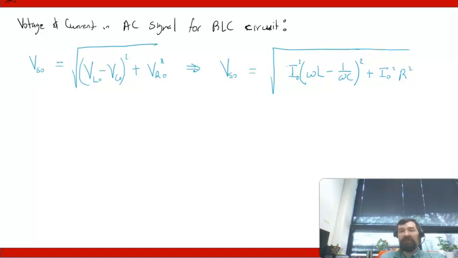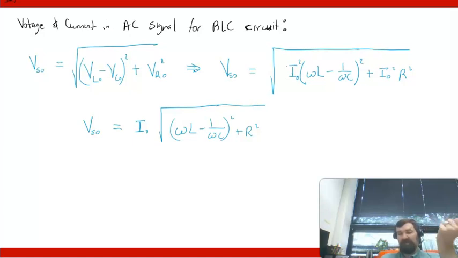And so I can easily pull the peak current out. And so my source voltage is now equal to I naught times the square root of omega L minus 1 over omega C quantity squared plus R squared. So I've pulled out an I naught squared from everything, and since it's square rooted, it's like pulling out an I naught. Now this current, this is the current for this system as a whole.